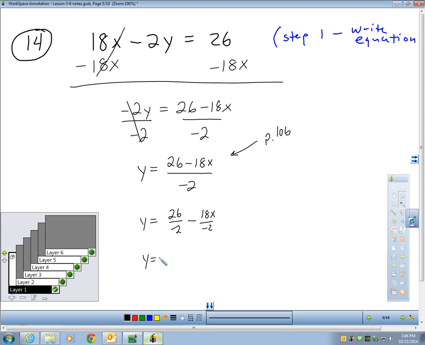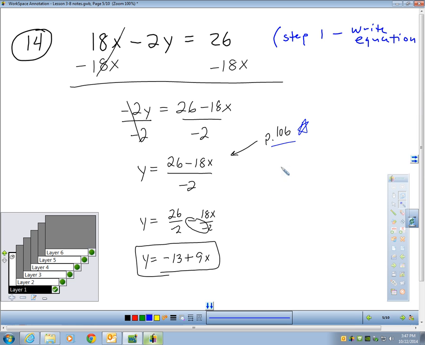Let's reduce. 26 divided by negative 2 is negative 13. A negative divided by a negative is a positive, and 18x divided by 2, 18 divided by 2 is 9. This would simplify to y equals negative 13 plus 9x. So this is where it becomes important, where stuff we've learned earlier in the year is coming up again, where we have to simplify an expression with a fraction bar where I have two terms on top and only one on the bottom. Break it up into separate fractions.